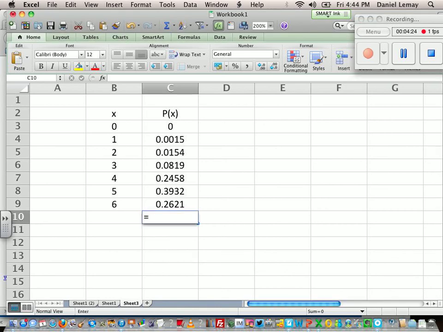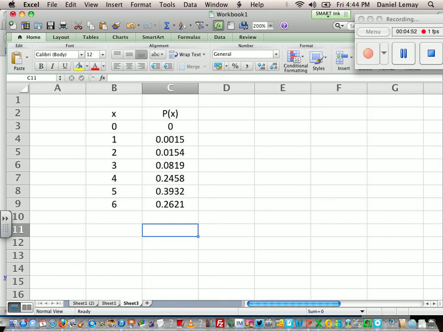A couple of things to check. If I add up these probabilities, I should get 1. Oh, I don't. So, yes, it's a teacher question. Why isn't it 1? It's pretty darn close. Well, it's because I rounded some of these numbers, and that's why it's not exactly 1. Okay, so that's the probability distribution.